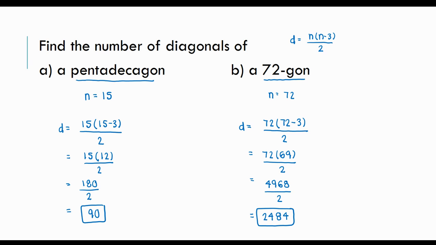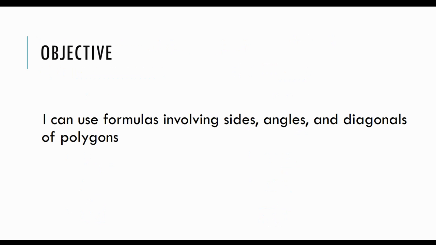But we had to know what we were substituting in for n. We had to know what our formula was. So that's us using formulas involving sides, angles, and diagonals of polygons.